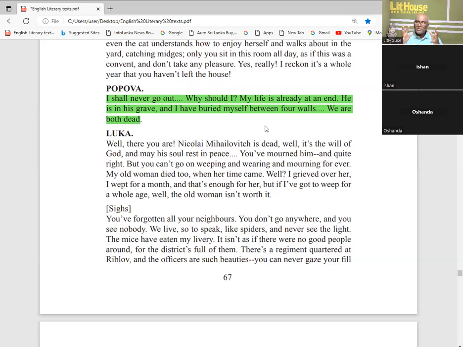Now Popova tries to express her sorrow, her sadness, her feeling of loss after husband's death. She pretends to be a loving woman, loving wife. We don't know whether she really loves Nikolai or not yet, but we can guess.